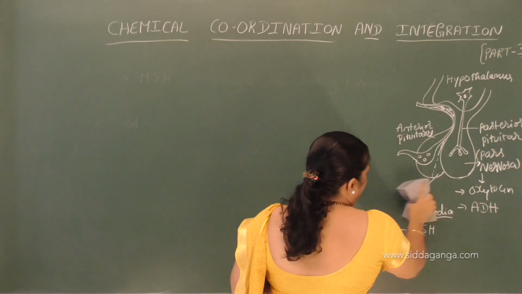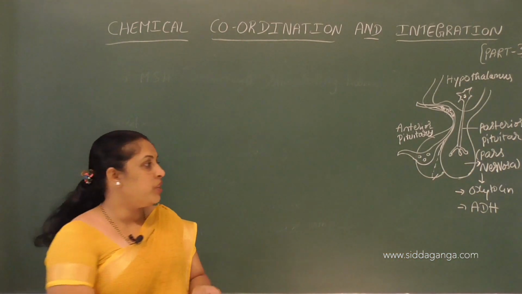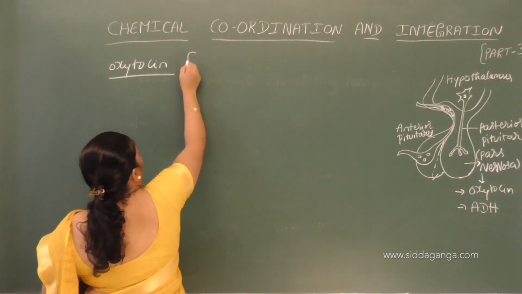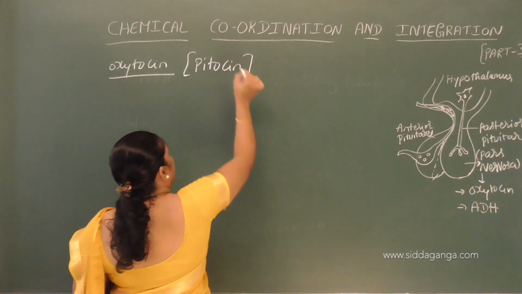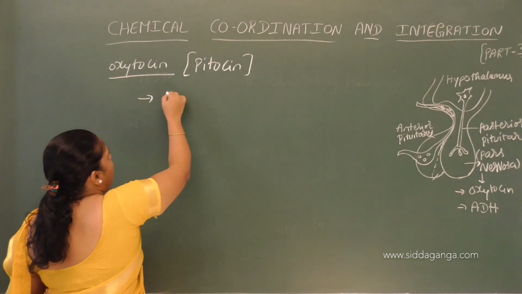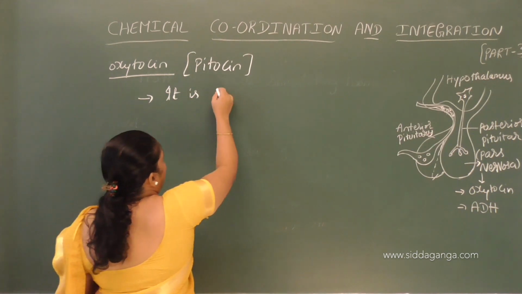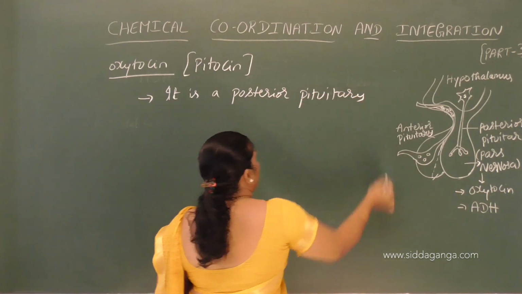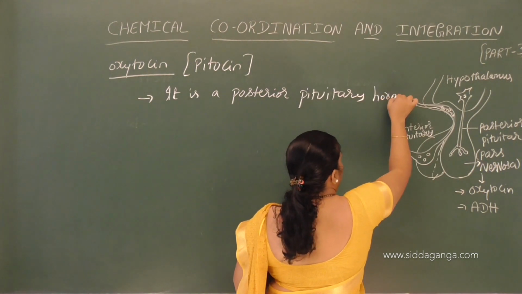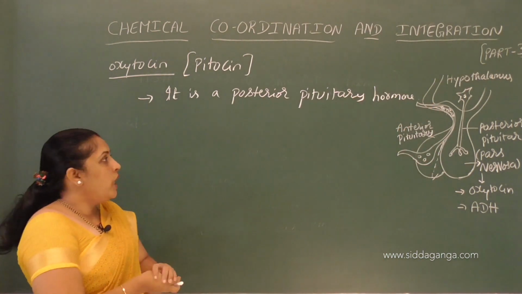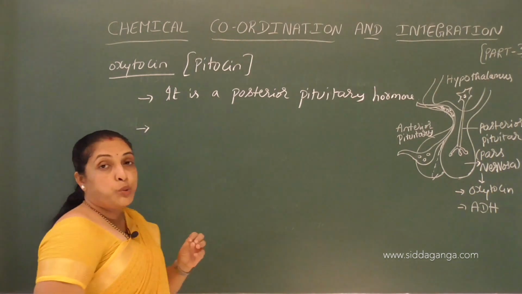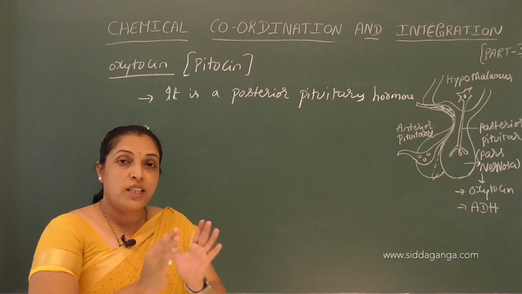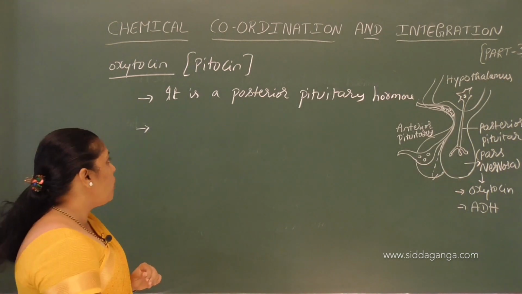So next we will go with the hormone produced by the posterior pituitary gland, that is oxytocin. It is also called pitocin. It is a posterior pituitary hormone, produced by the posterior pituitary gland, and it mainly acts on smooth muscles of our body. Oxytocin mainly acts on smooth muscles of our body, and it results in contraction of the muscles.